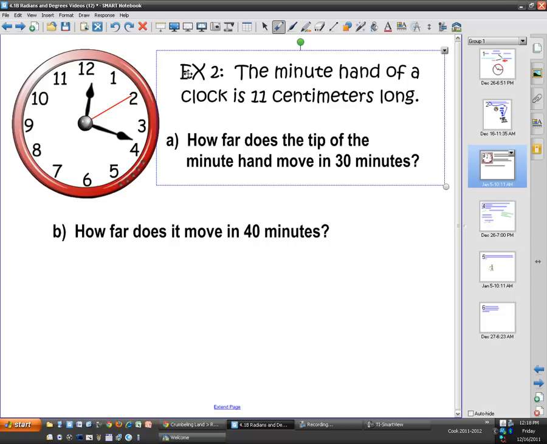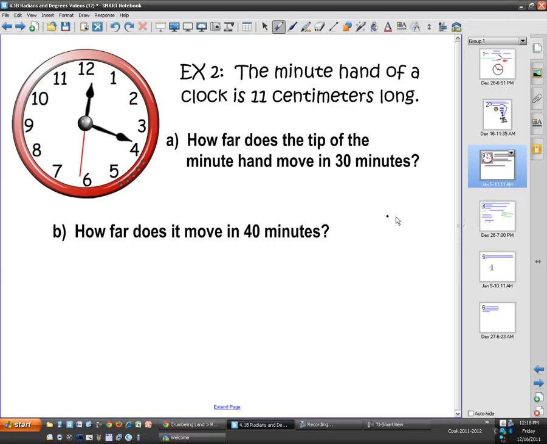So let's try this again. In this one, the minute hand of a clock is 11 centimeters long. How far does the tip of the minute hand move in 30 minutes? In 30 minutes, the minute hand is going to go from 12 down to 6, straight down. If that's the case, then it's going to be half of the circle, which is 180 degrees. Or we could do 30 minutes out of 60, which gives me a half, and then multiply that by 360, which would be 180 degrees, and then we can convert.